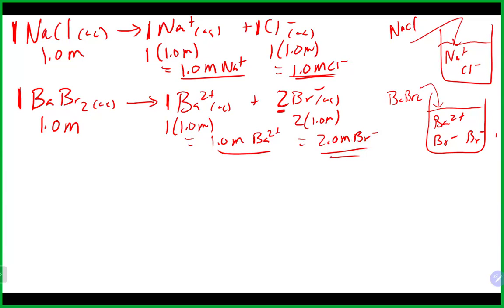And that's what we see in my picture, right? I got twice as much bromide as I do barium floating around. So it's twice as concentrated in here. That is the short calculation: if you are interested in the concentration of just the ion in an ionic compound, you basically just multiply it.